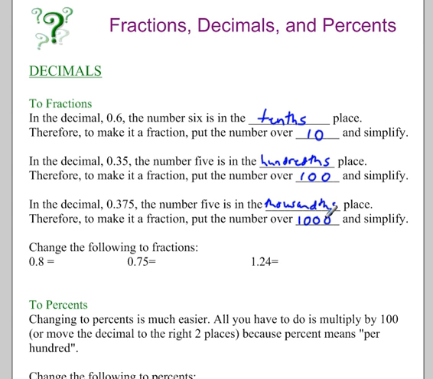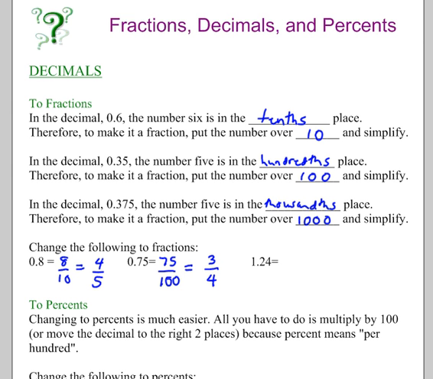So 0.8, what you're going to do, 1 decimal place, you're going to put 8 over 10, and then you're going to simplify that one, and that becomes 4 over 5. 0.75 has 2 decimal places, so you're going to put 75 over 100, and then again you're going to simplify. In this case, 25 goes into both.